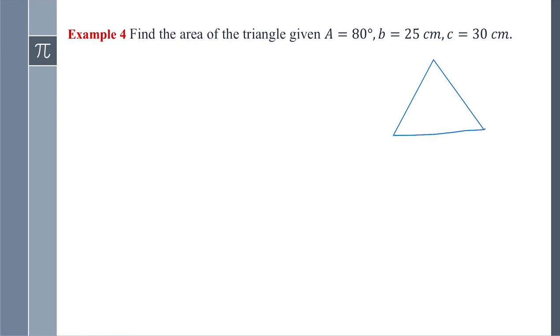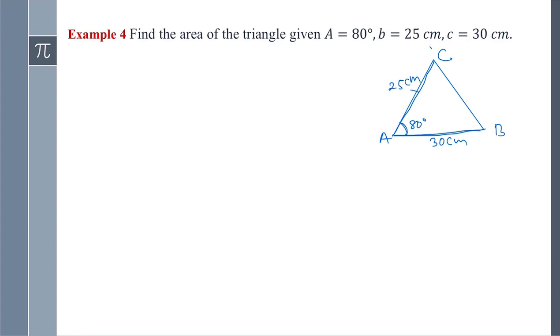Okay, so let's say this is A, B, and C. It doesn't matter how you draw it. So this is 80 degrees. B means this side, which is 25 centimeters. And C means this side, which is 30 centimeters. And now we can use that formula because we have this side, we have this side, and we have the angle between them.